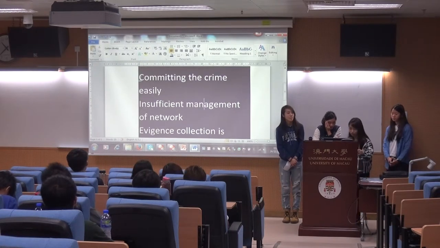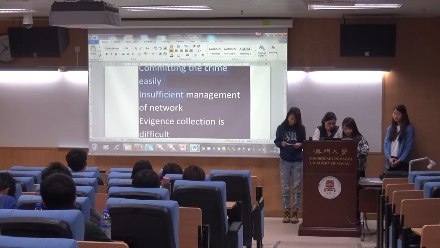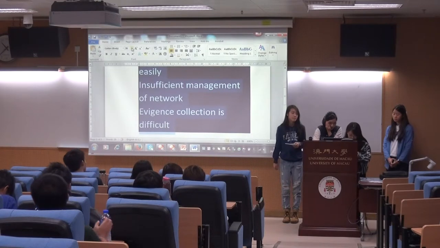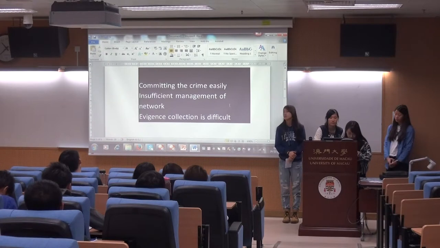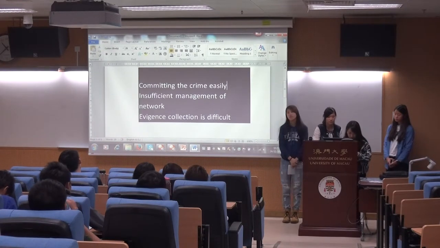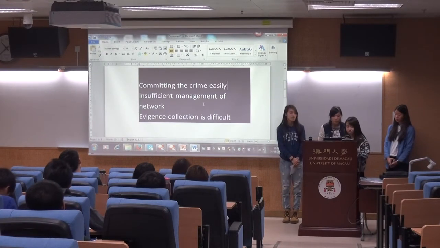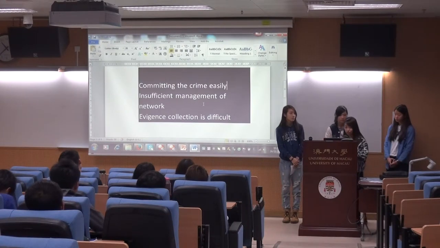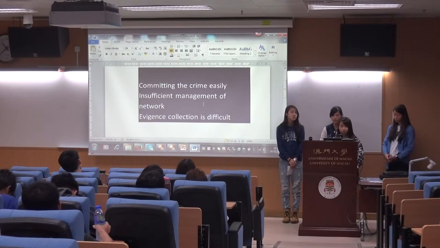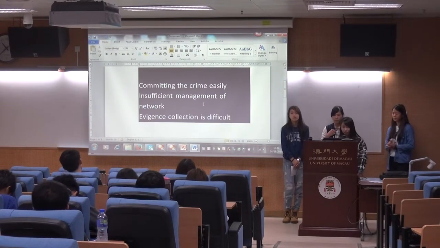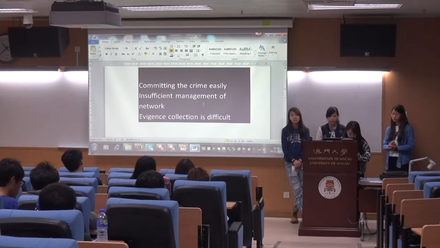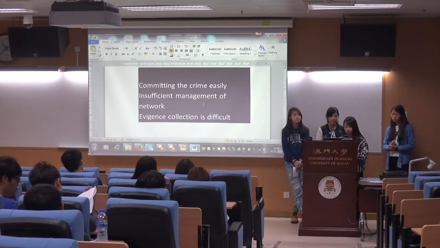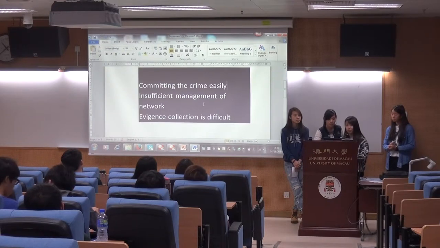The causes of computer crime: first is that it is easy to commit, and the second is insufficient management of network security. And the third is that evidence collection is difficult. Computer crime is often difficult to detect. For example, when a thief steals something, he would leave fingerprints. But when you're committing computer crime, you wouldn't have this problem. And the last one is low cost. As long as you have the technique, you can commit a crime.